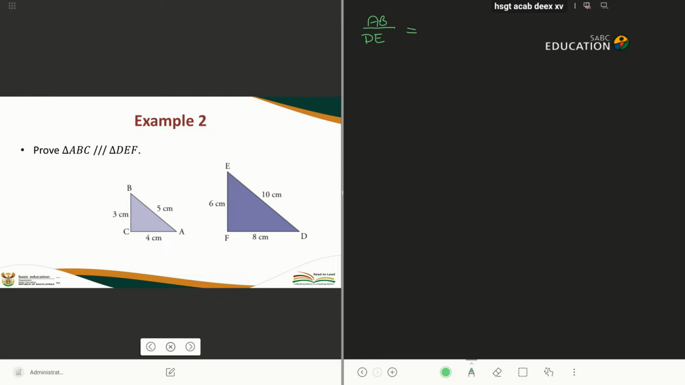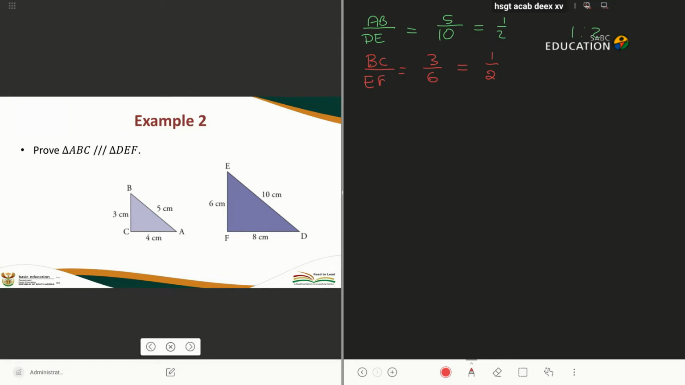And so you will see that AB's length is given as 5 and DE's length is given as 10. So you'll get a ratio as half, or 1/2, meaning the ratio will be 1 to 2. Then the next one we look at is the last two. So we have BC divided by EF. So now look on my sketches that BC is given as 3 and EF is given as 6, and we get that ratio is also a half.